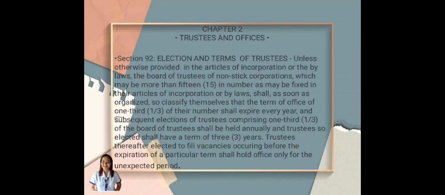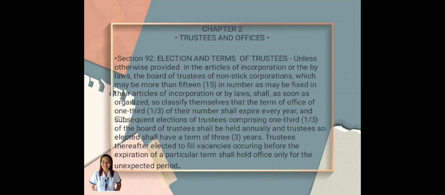For example, if the term is 2020 to 2023, that will be the first term. In 2021, 5 members will expire their term. In 2022, another 5. In 2023, another 5. Every year, there is an election of members of the Board of Trustees. So what will happen is that terms will expire every year, but there will also be 10 left. In 2021, 5 terms will expire, but there are still 10 members left in the Board of Trustees.